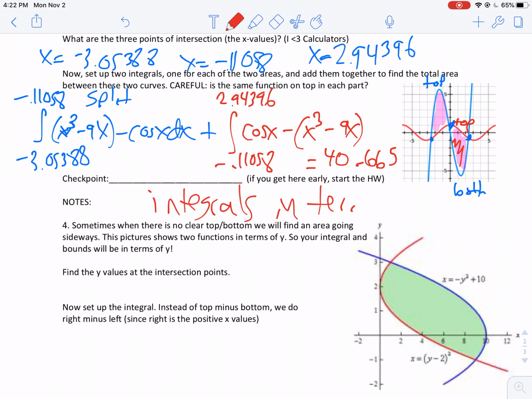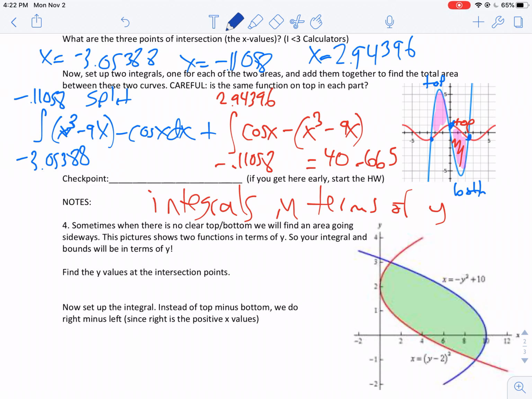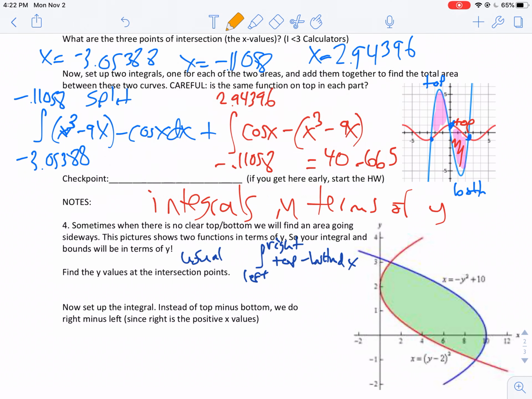Okay, so you're probably not used to thinking about this because it's a little bit different, but the setup is going to be pretty similar. So the usual in terms of x, we do integral from the left bound to the right bound, and we do the top minus the bottom in terms of x. Now what we're doing here is we're actually going sideways. So if we're doing this in the other direction, we're going from like the bottom to the top, and we're doing like a right minus left. So we have something in terms of y.